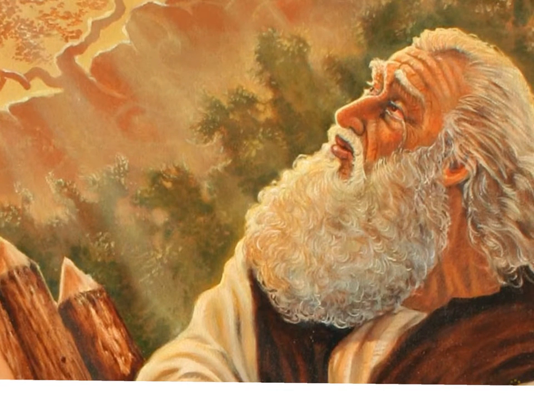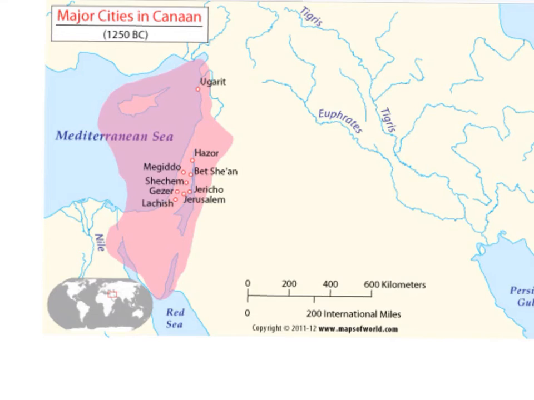"Get out of your country and from your kindred, relatives, and from your father's house to the land that I will show you, and I will make of you a great nation." The Bible goes on to explain how, around 1900 BC, Abraham led the Israelites from Mesopotamia to a new home in Canaan. Find Canaan here on the map.